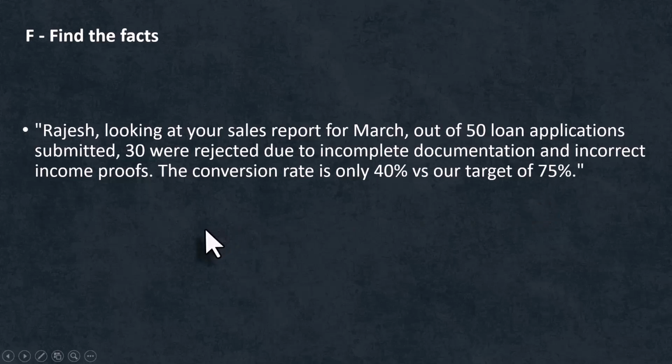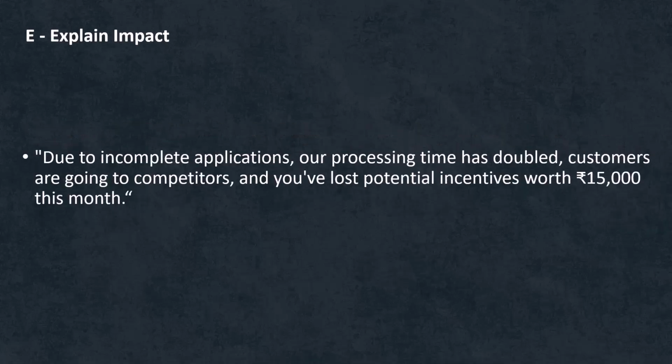So you see, you're not giving Rajesh some general feedback. You are giving Rajesh feedback with facts. Now, if you don't give those facts, Rajesh may very comfortably deny it, saying no, there's no problem with what I'm doing. But when you give Rajesh the facts, he obviously cannot deny it. So the first step is find the facts. Let's go on to the second step.